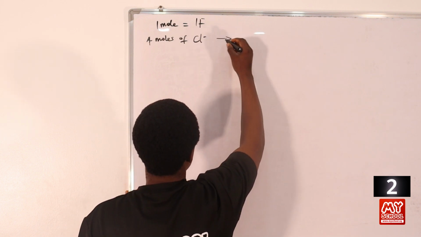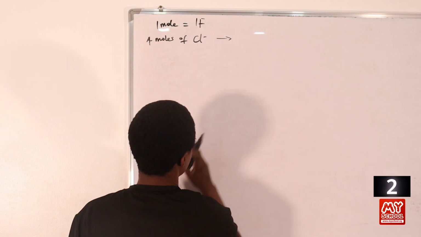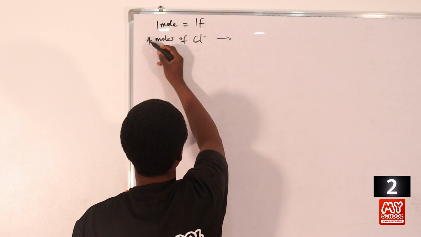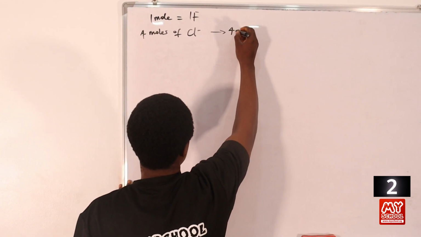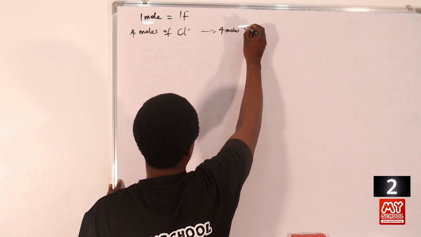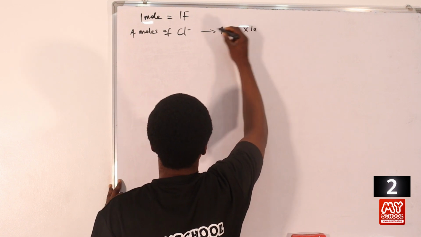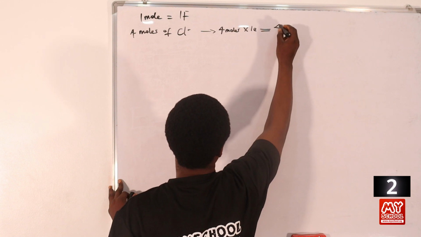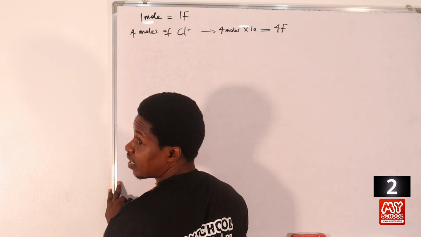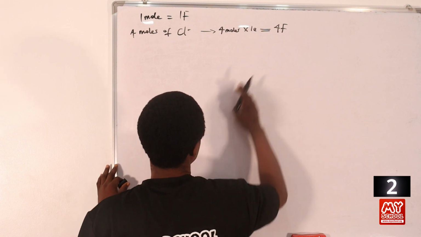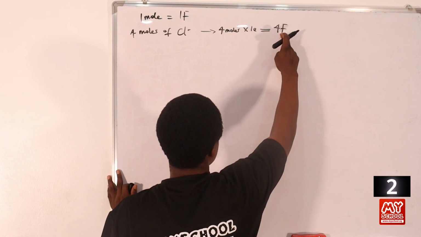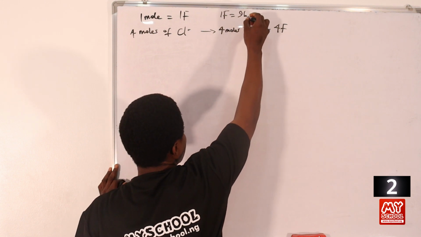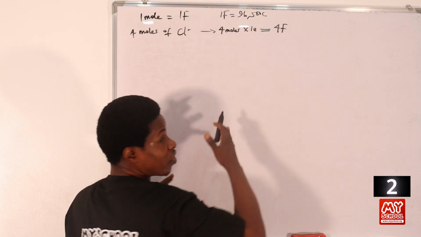So if we have 4 moles of chloride ion, normally we have 1 electron, or 1 negative charge. So we multiply the number of electrons by the number of moles: 4 moles times 1 electron, because we have just 1 electron here if it loses that. That gives us 4 Faraday. The quantity of this will be 4 Faraday, and you know that 1 Faraday is equal to 96,500.